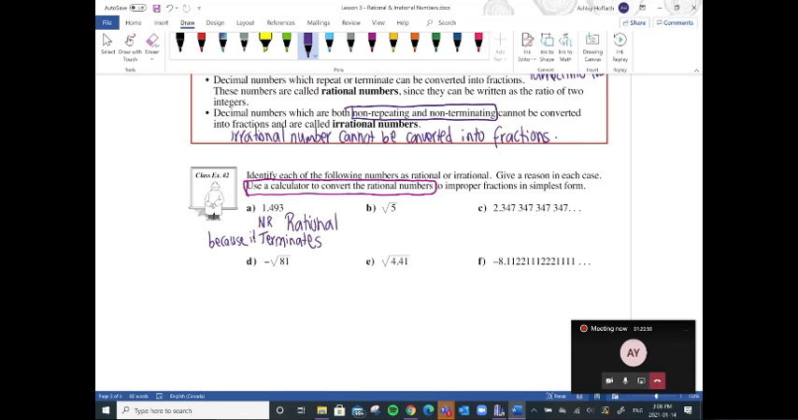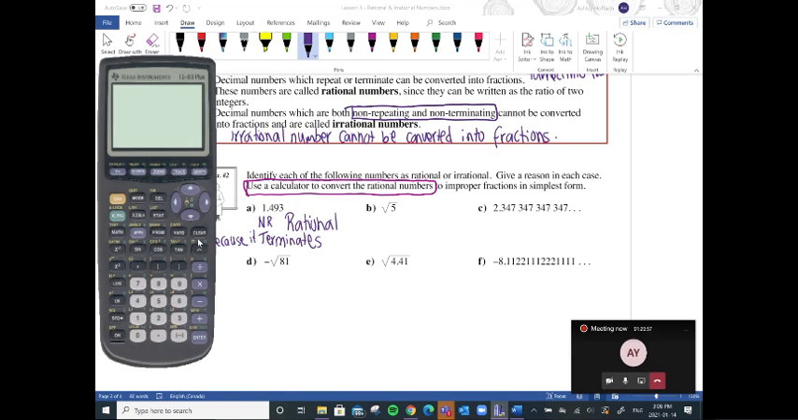Okay, so it wanted a reason, that's your reason. Now, to change this into a fraction, here we go. So just type the decimal in, 1.493. Okay, once you have that in, all you have to do is push the math button, which is right here.